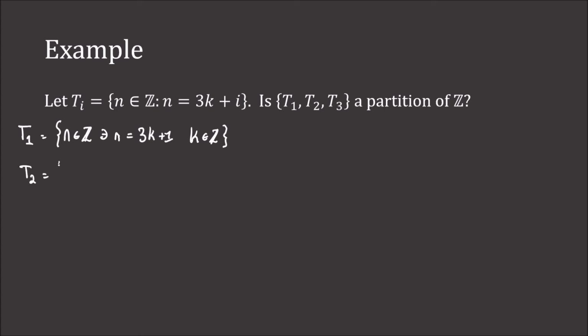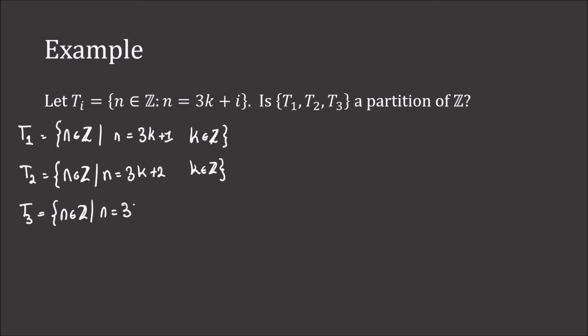T2 is equal to the set of all integers n, and I'm sorry, in T1 I shouldn't have used this such that symbol, I should have used the vertical bar, such that n is equal to 3k plus 2 for some integer k, and T3 is the set of all integers n such that n is 3k plus 3 for some integer k.